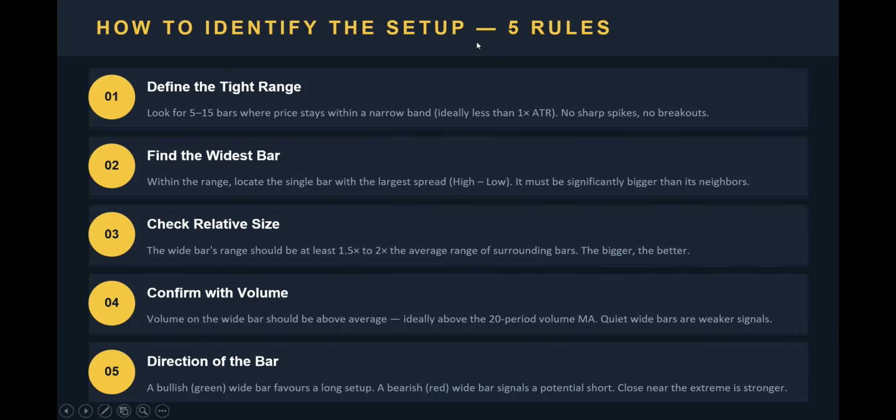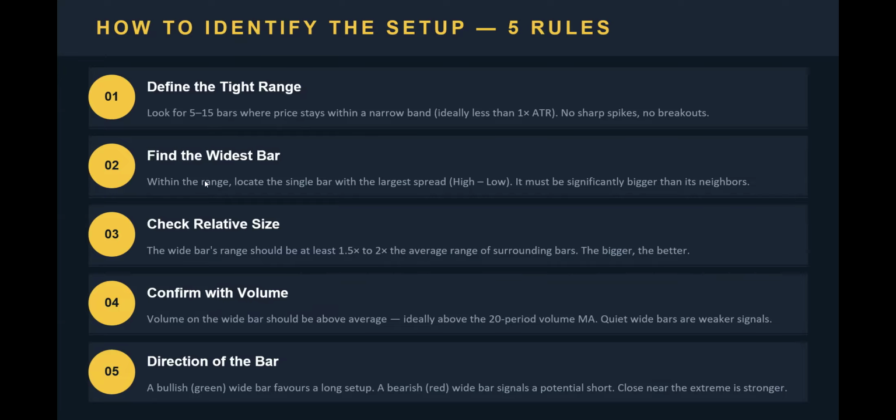How to identify the setup? You should have 5 rules for that. You should not randomly identify the widest bar. First thing, a tight range has to be defined. Look for 5 to 15 bars where price stays within a narrow band, ideally less than 1.8 ATR. No sharp spikes, no breakouts. That is the tight range.